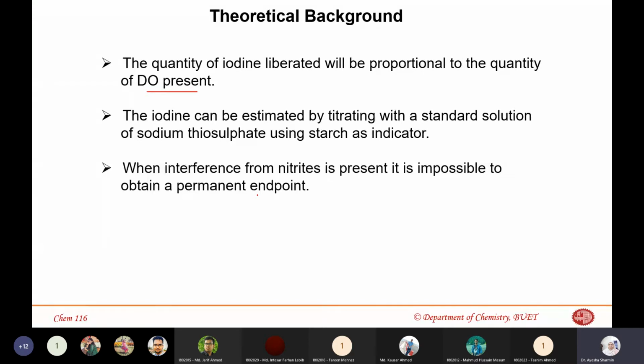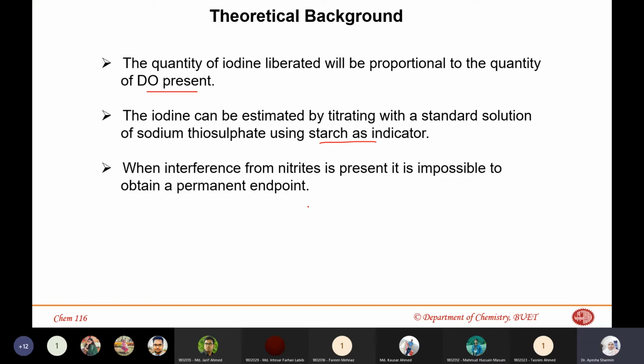Okay, so when interference from nitrates is present, it is impossible to obtain a permanent endpoint. So what happens if you have nitrates? You are using starch as the indicator, and the nitrite will keep reacting with the potassium iodide and oxidize the iodide into iodine. So the iodine liberated is not only from the oxygen, it can also come from the nitrite. So that's why we need to remove the nitrite.